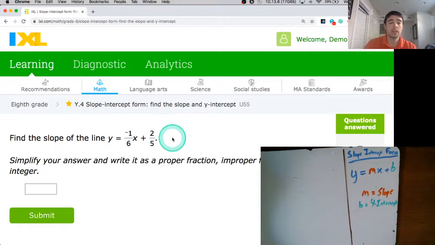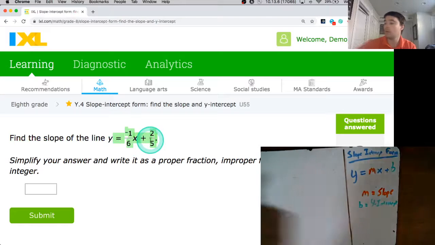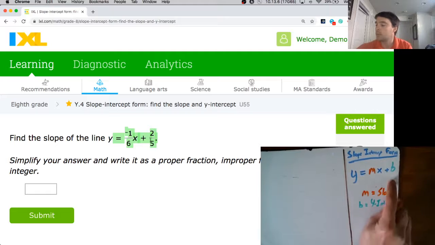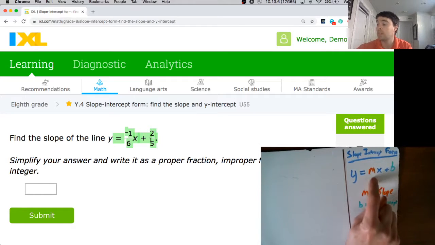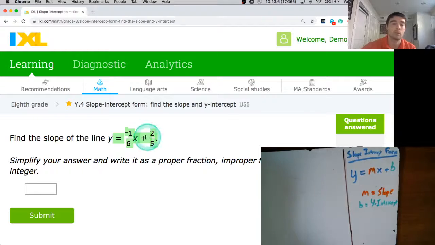Now, for the next one, the problem asks us to find the slope of the line, and they give us this equation: y equals negative 1 over 6 multiplied with x plus 2 over 5. Recall that the y-intercept is the b, the constant that's all by itself, and the slope is the m. It's always going to be the number multiplied with x, or if we're getting fancy with our math language, the coefficient of x always represents slope. In this case, the coefficient of x is this negative 1 over 6 right there that is multiplied with x. So that's going to be my slope.